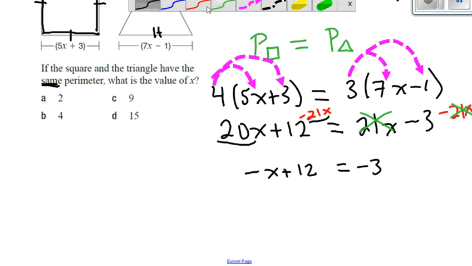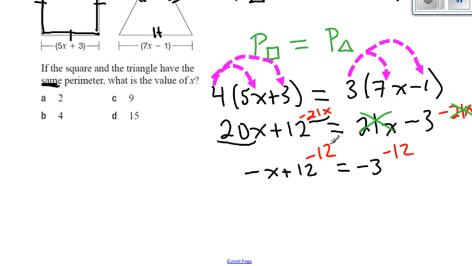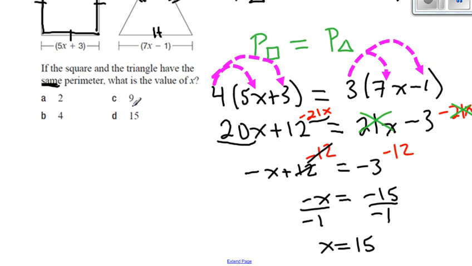So now I'm going to try to keep isolating this x term. I'm going to subtract 12 on both sides. So here, this cancels with this. I'm left with negative x. Negative 3, take away 12 is negative 15. So I'm left with negative x equals negative 15. So let's get rid of those negative signs. Divide by negative 1, and I get x equals 15. Boom.